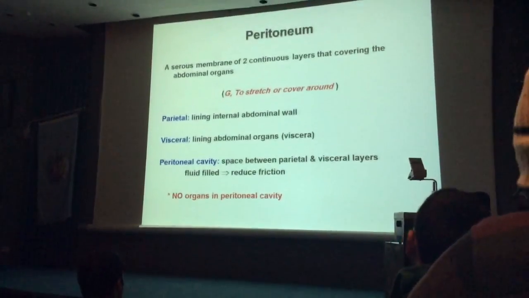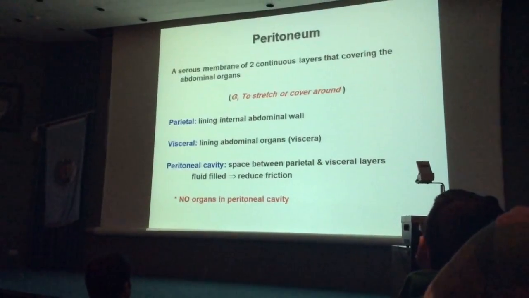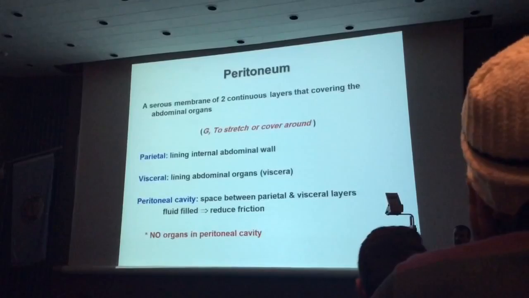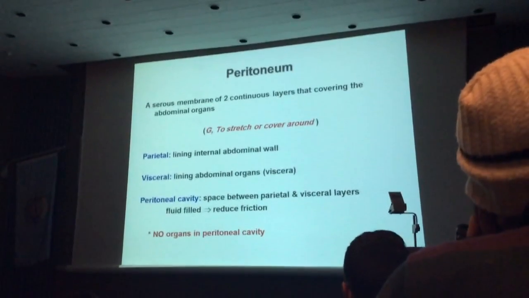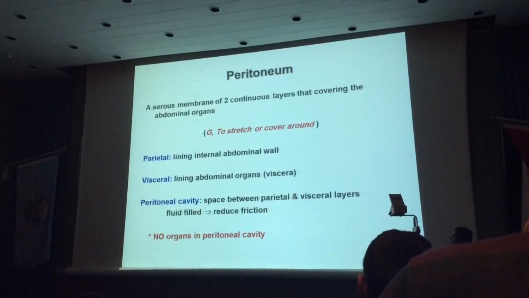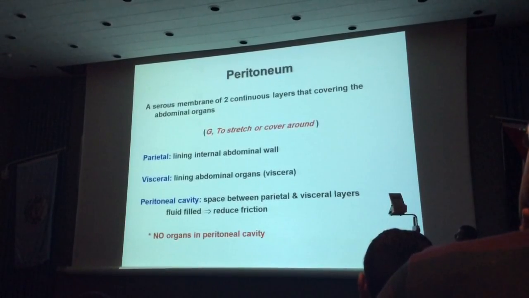Behind the abdominal organs, to reduce friction between these organs as they move, like the stomach, the intestine, or the liver. Even the liver is a solid organ, but because it is in very close touch with other movable organs like the intestine, the colon, and the stomach, we also cover it with this sac of fluid to reduce the friction.